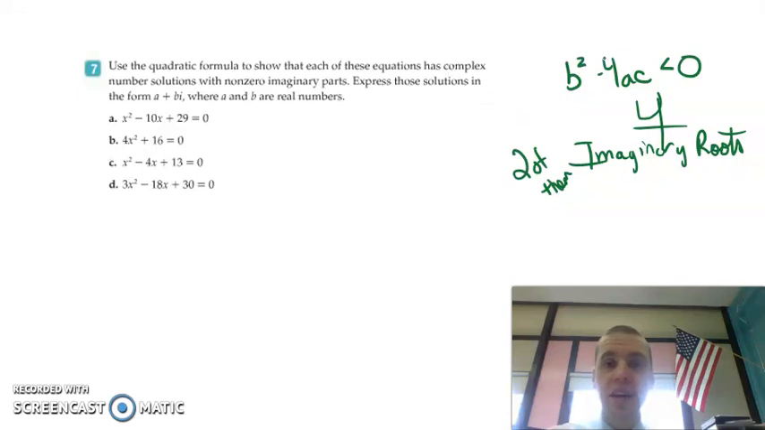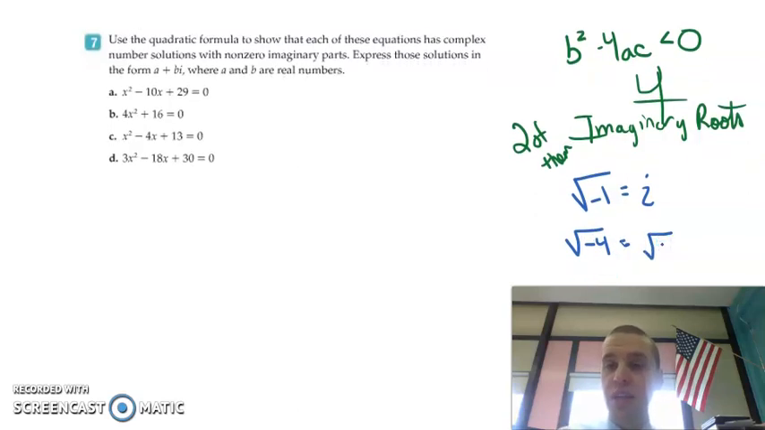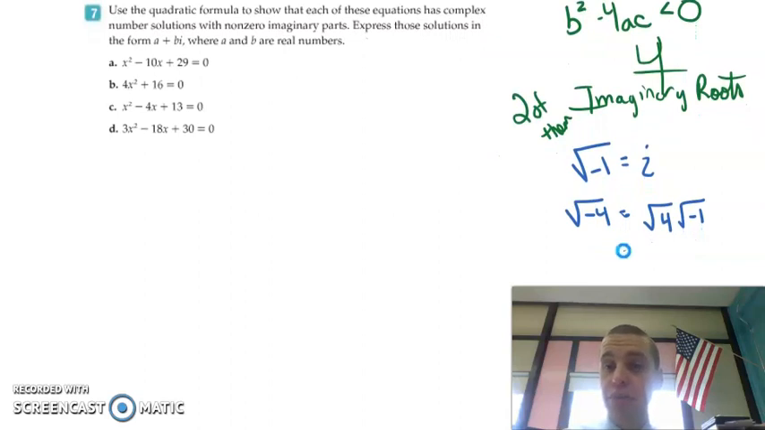The key to this solving is the fact of knowing that the square root of -1 equals i. That is the imaginary portion of it. So just a quick overview here. If I have the square root of -4, I hope we can agree that the square root of -4 is the same thing as the square root of 4 times the square root of -1. The square root of 4 is just 2, and the square root of -1 is i, so the square root of -4 is equal to 2i.